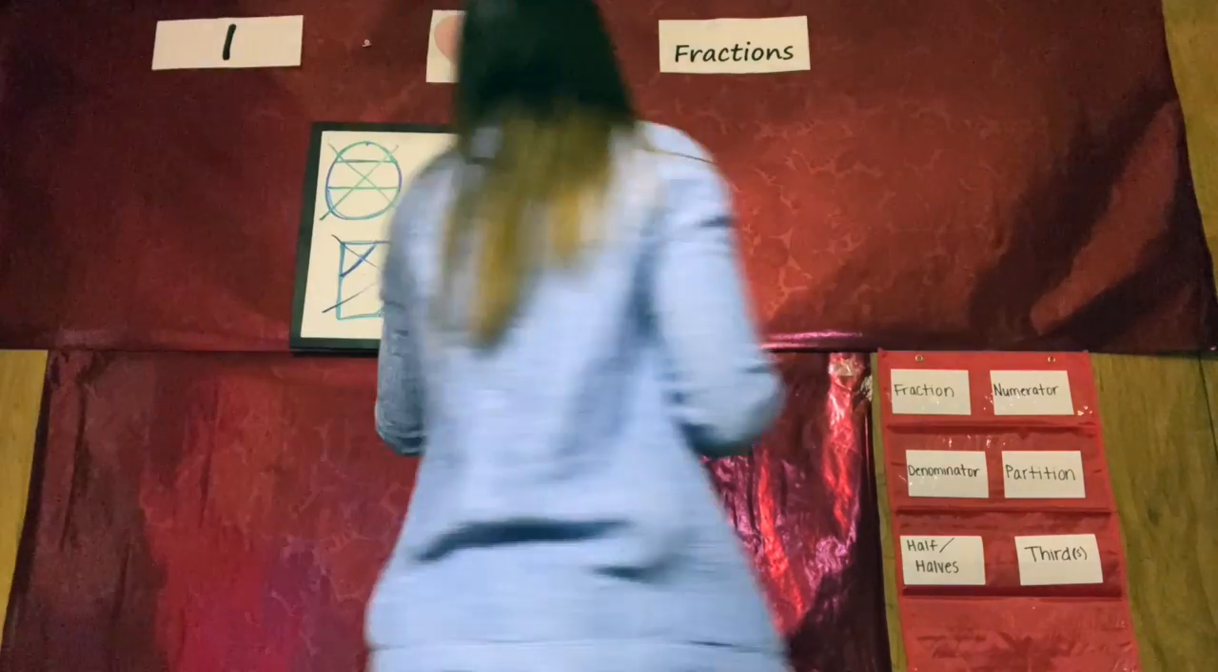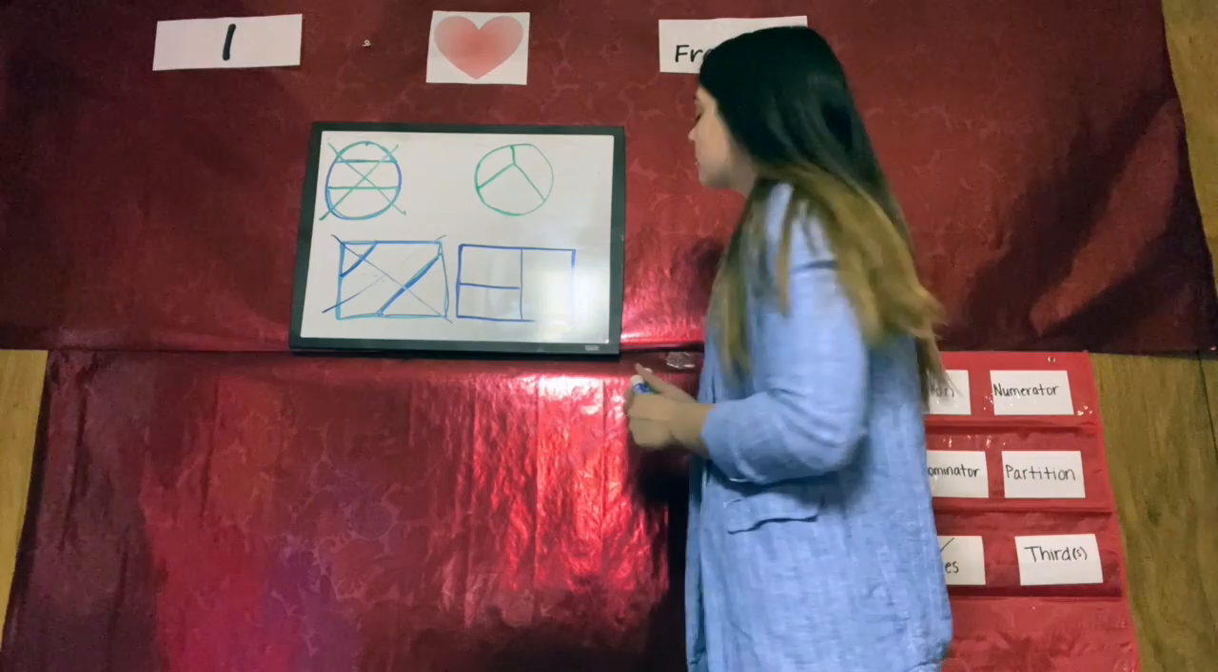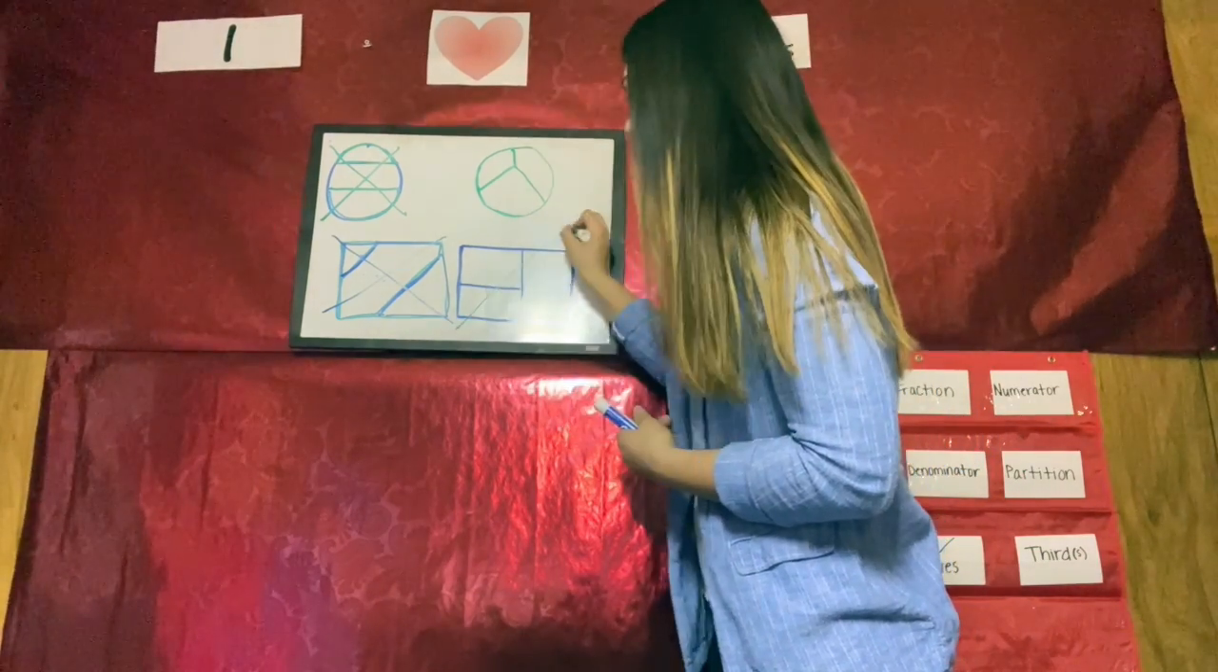Let's take a look at this shape. This shape is partitioned into 3 parts. But again, these parts are not equal. So we cannot represent this as a third.